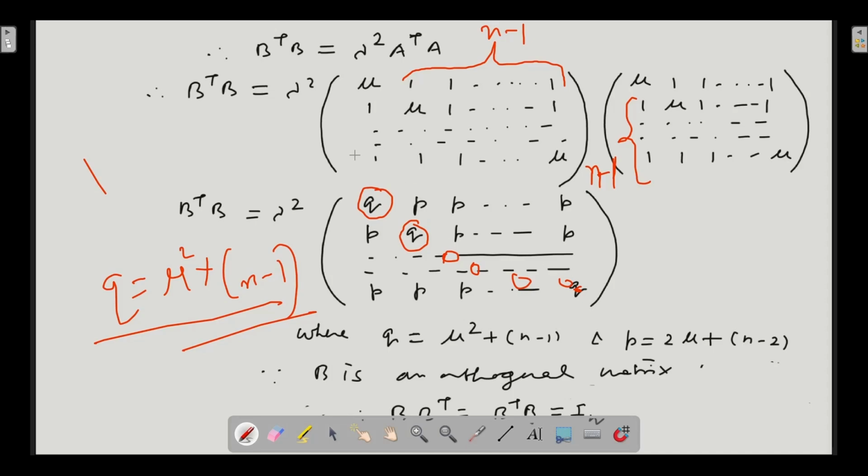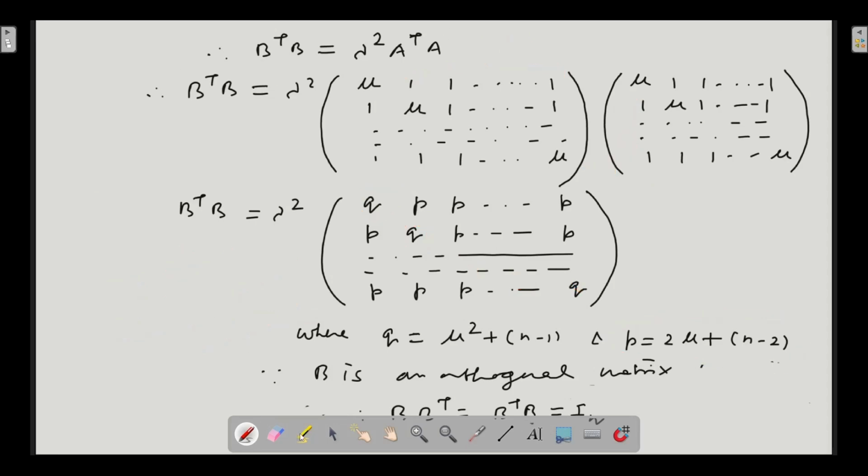And the off diagonal elements will come out to be 2 mu plus n minus 2. How are the off diagonal elements coming out to be 2 mu plus n minus 2? Have a look at how we are finding them. While trying to find the off diagonal elements, this row will get multiplied with this particular column and the result will be written over here. If you multiply, this mu will get multiplied with this one, so mu has occurred. Then this one gets multiplied with this mu, so mu plus mu is equal to 2 mu.